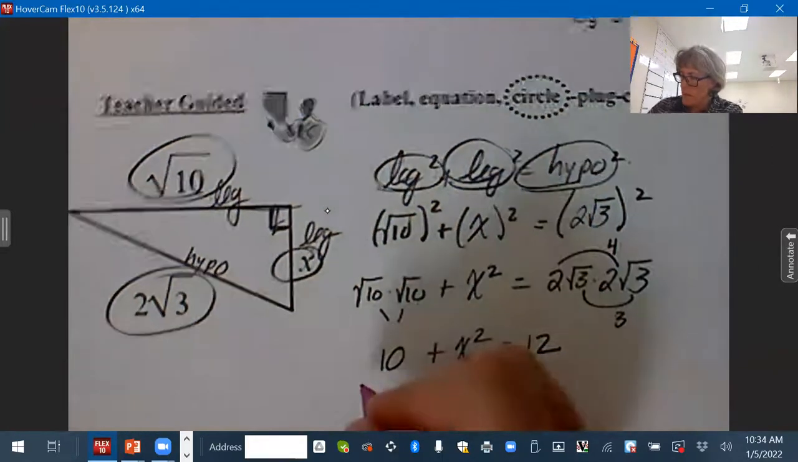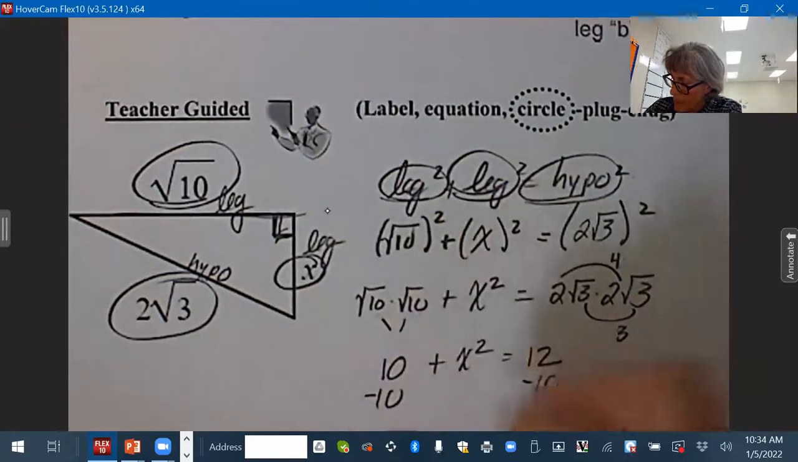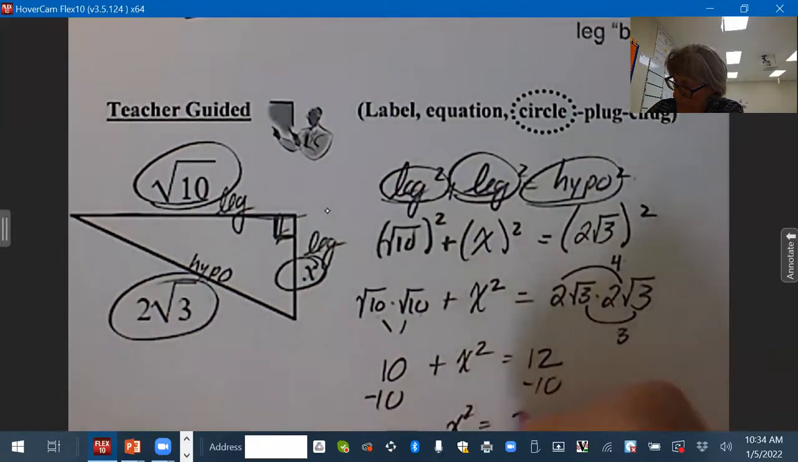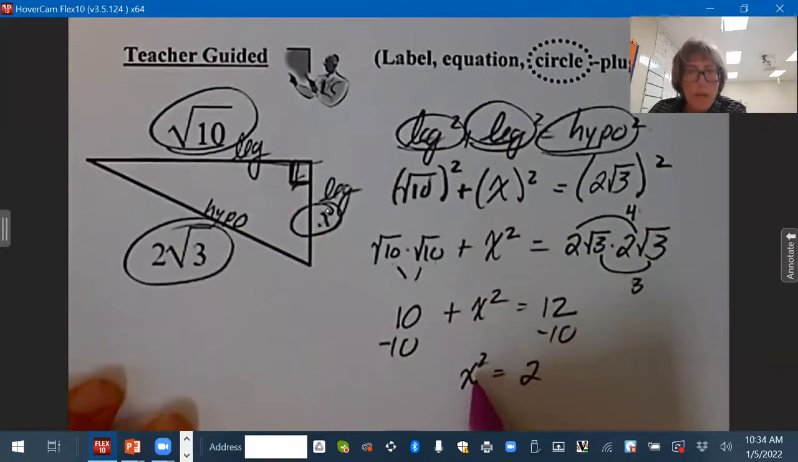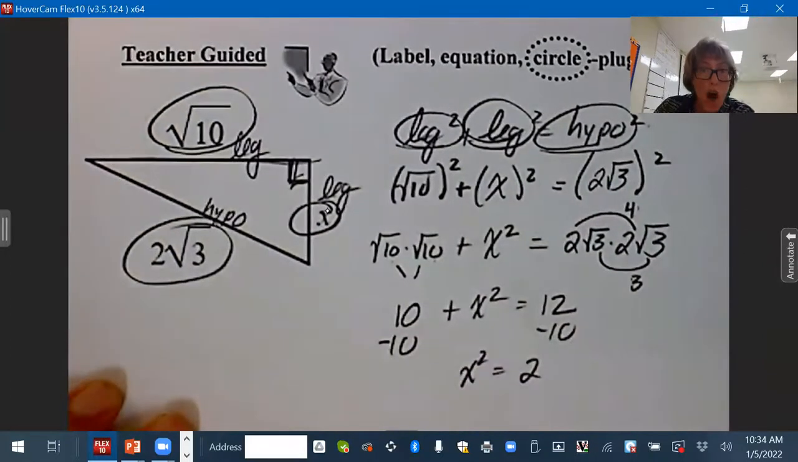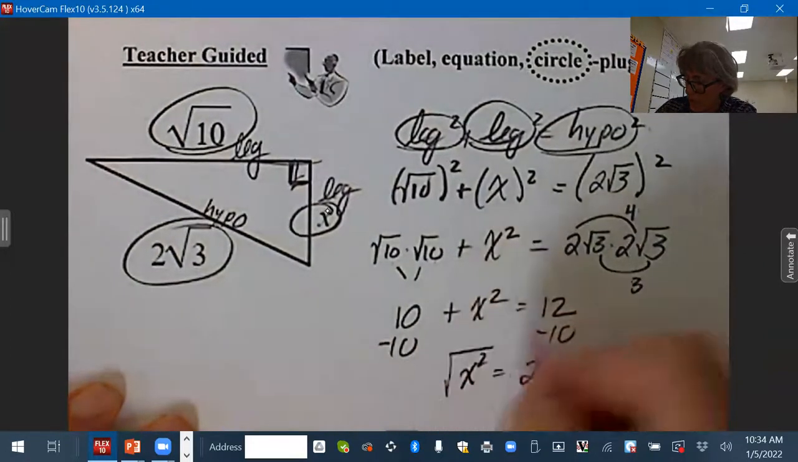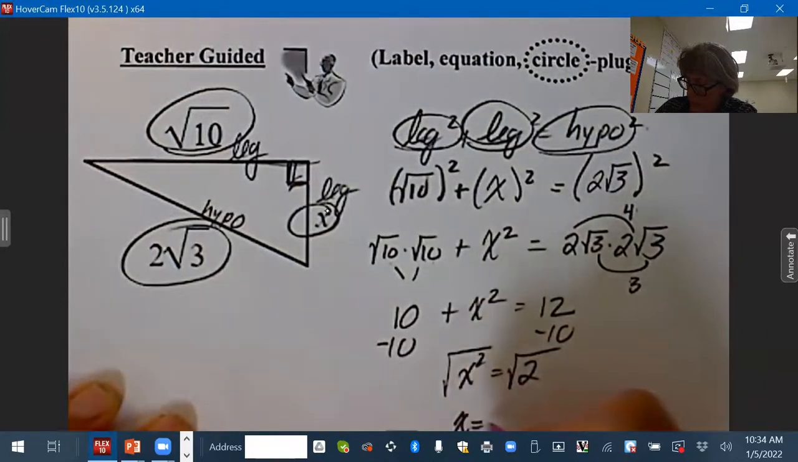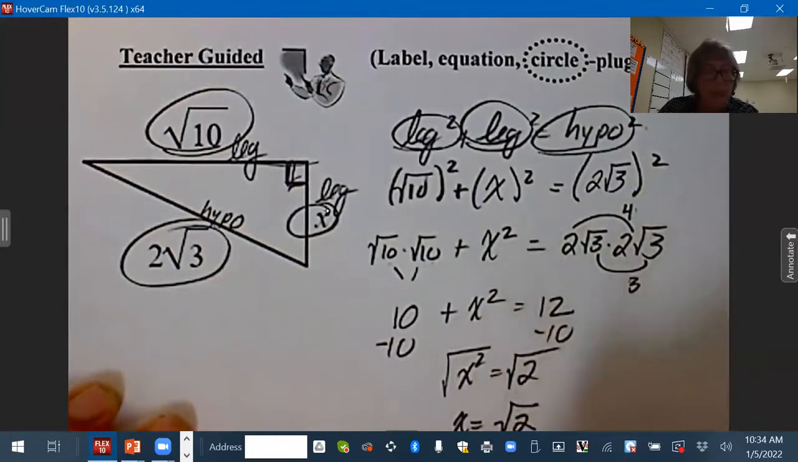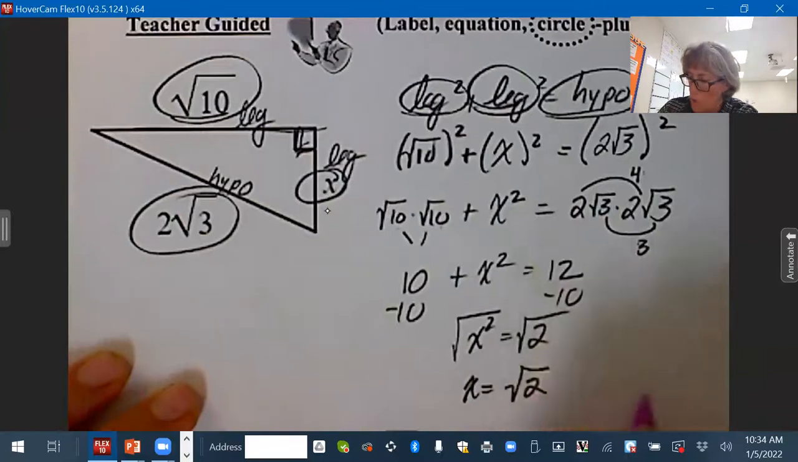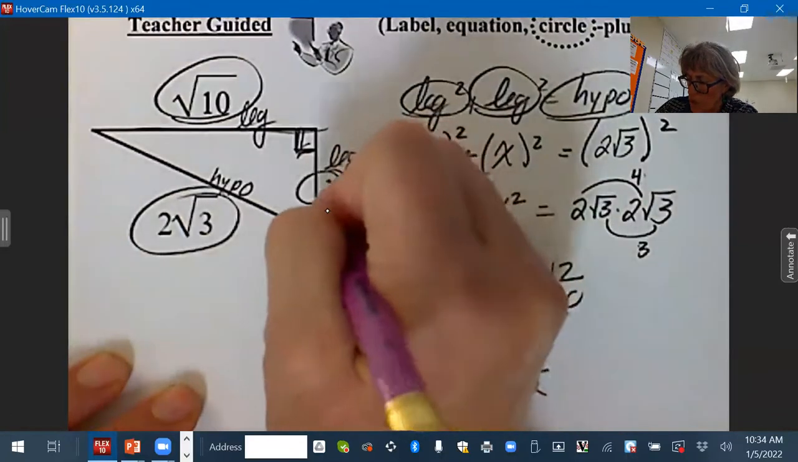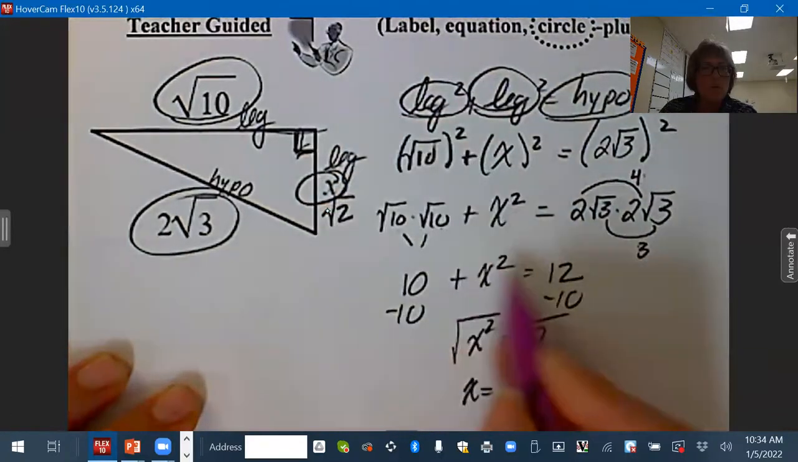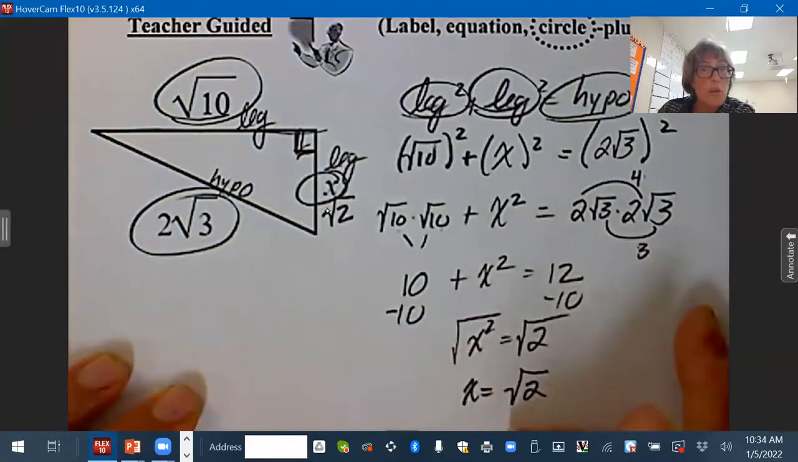Solving for x. The opposite of squaring is square rooting, not divide by 2. So in this case, you can't factor. x equals root 2. So we just have x equals root 2. Leg squared plus leg squared equals hypo squared. That's review.